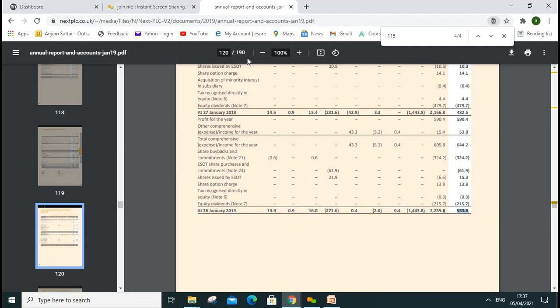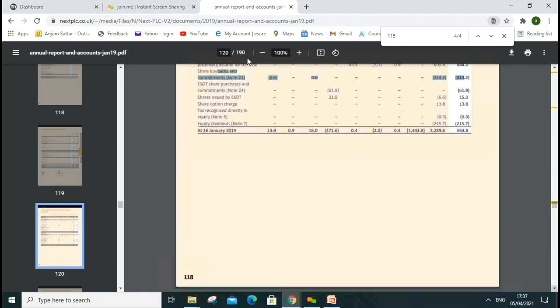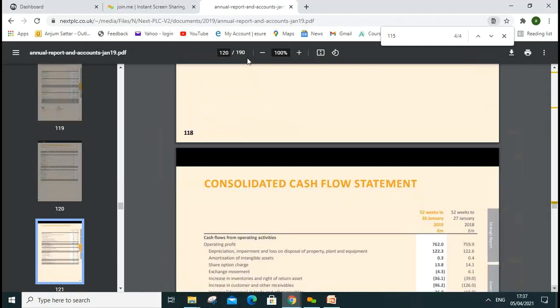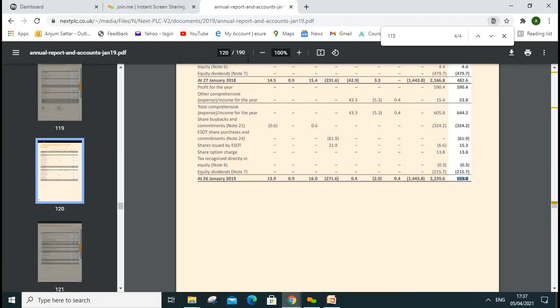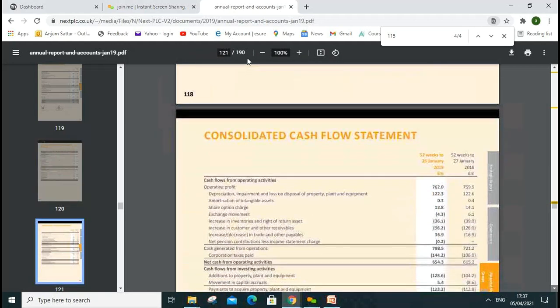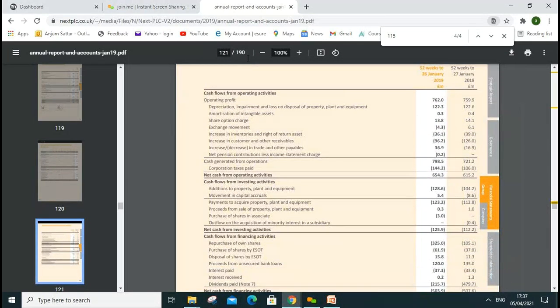So we can look at how much dividend we paid during the year. Sometimes shareholders buy back shares and the company can issue more shares. So at the end we have the equity figure. That shows the total worth of equity last year and this year. The same equity figures will be part of the balance sheet as well.